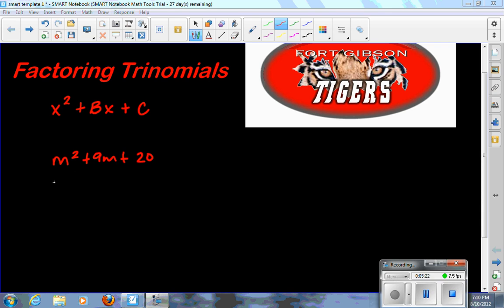Here's what I got. Put my shell down. This is going to be an M and an M. What two things multiply to 20 and add to 9? Well, 1 and 20 multiplies to 20, but that adds to 21, not 9. 2 and 10 makes 12, not 9. 4 times 5 makes 20. 4 plus 5 makes 9.